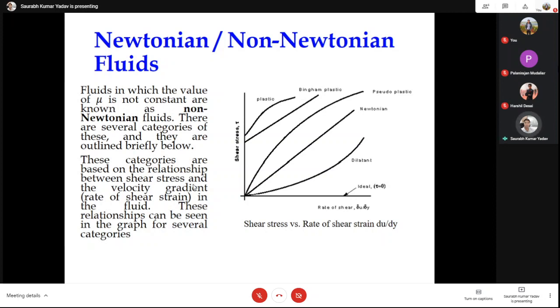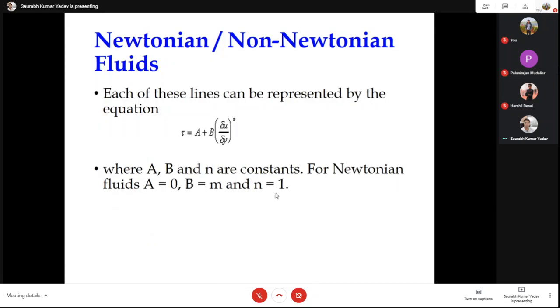This is a graph of shear stress versus strain rate, du by dy. You can see in this figure an example of Newtonian versus non-Newtonian fluid. Each of these lines can be represented by the equation tau equal to a plus b (du/dy) to the power n, where a, b and n are constants. For Newtonian fluids, a equals 0, b equals mu, and n equals 1. So this is the general representation of a non-Newtonian fluid, and they have to follow this equation.